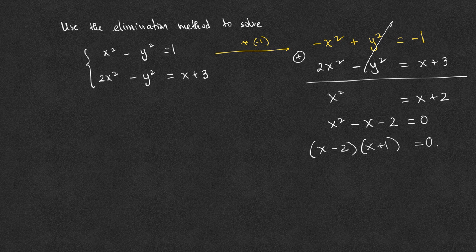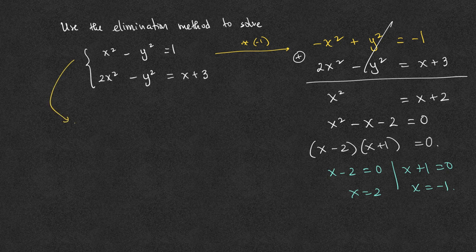This is the zero product property, so each of the factors is 0. And so we have x equals positive 2 or x equals -1. We then perform a back substitution and find y using any equation. We will use the first equation because it looks simpler.